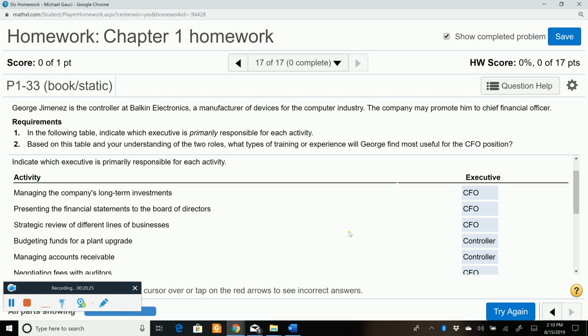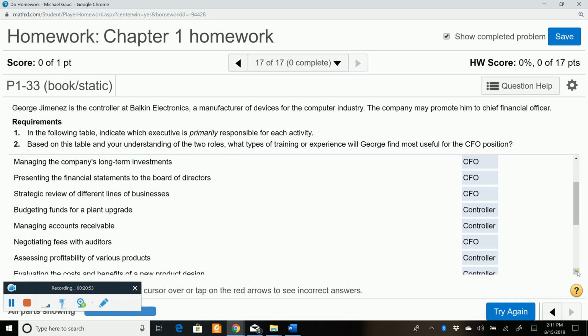Next, budgeting funds for a plant upgrade. Now, when you get into the budget, you are looking at very detailed item by item, cost by cost, for each item. This is more detailed work. I would say the controller is probably going to be doing that, as well as the next one, managing accounts receivable. This is very detailed work. Some of you may have done this before in your organizations. Probably the controller would be in charge of that.